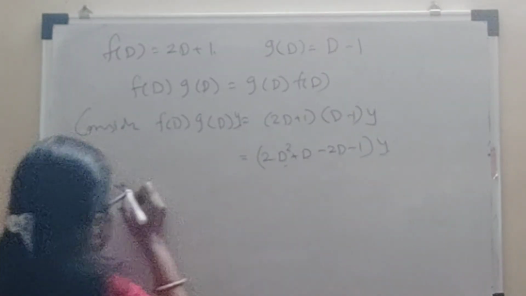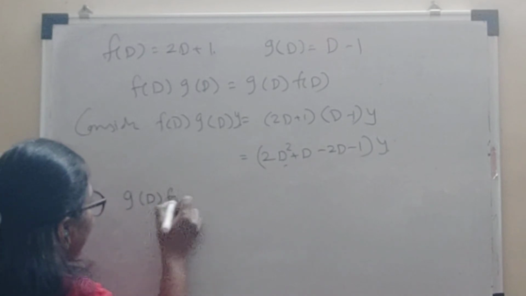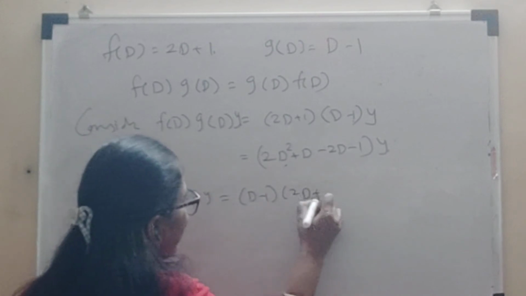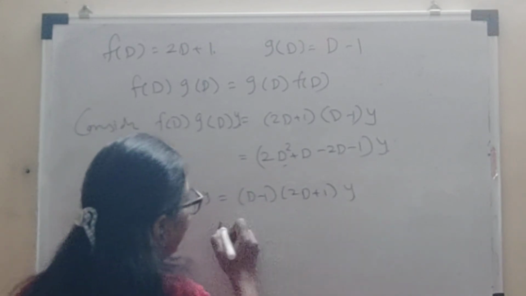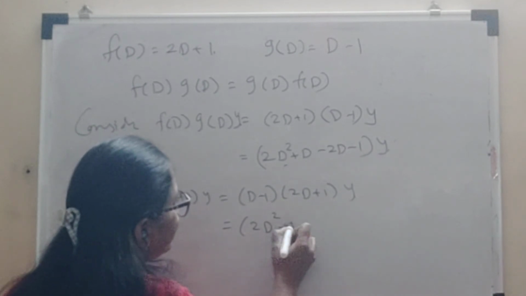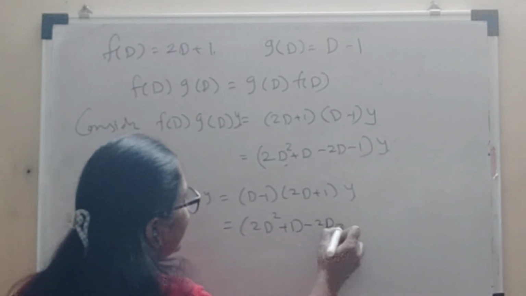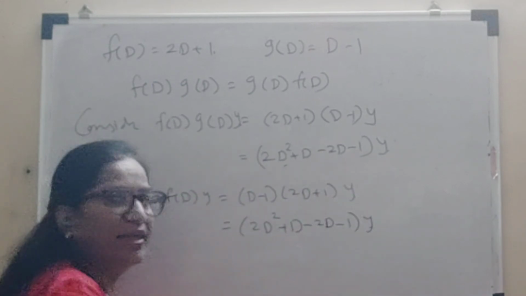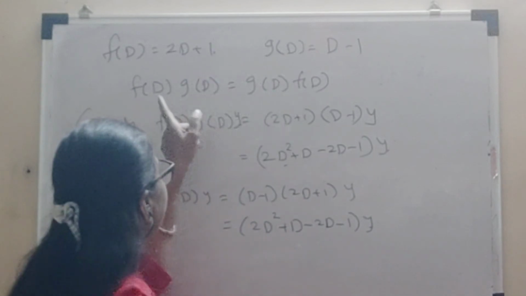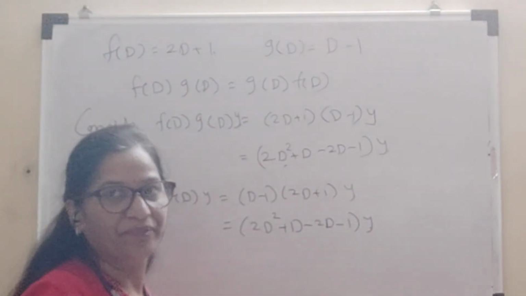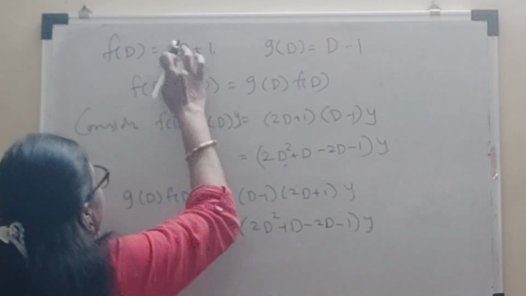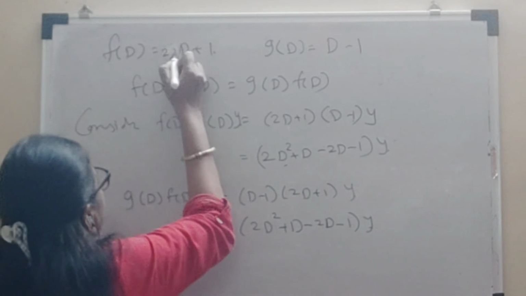And in the same way, g(D) into f(D) operates on y. That gives us (D minus 1) into (2D plus 1) operates on y. So that is nothing but 2D squared plus D minus 2D minus 1 operates on y. So both are identical. So for this f(D) and g(D), the commutative law holds. But suppose I make some change over here: instead of 2D, I make 2x into D.